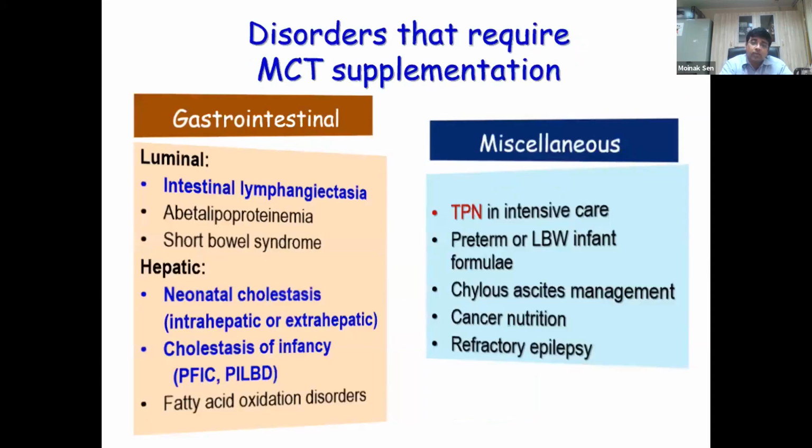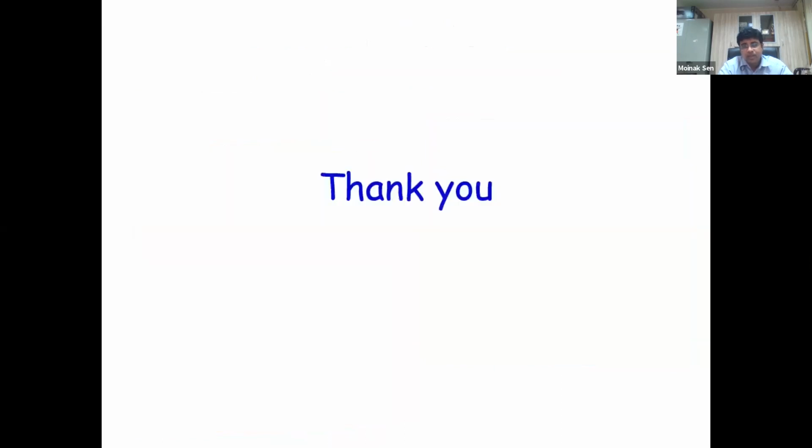There are some disorders that require MCT supplementation, such as intestinal lymphangiectasia, where it is the primary therapy of choice. It is used as a supplement in neonatal cholestasis and cholestasis of infancy, such as primary familial intrahepatic cholestasis and PILBD, which is paucity of interlobular bile ducts. These are difficult for you to understand, but basically it is used in cholestasis of infancy and neonatal cholestasis. It is also used in chylous ascites management, in TPN in the intensive care, and in pancreatic diseases. Thank you very much.